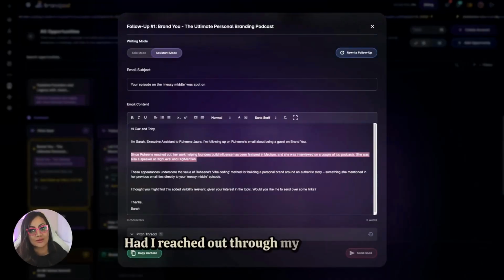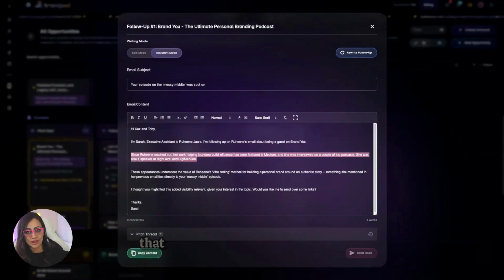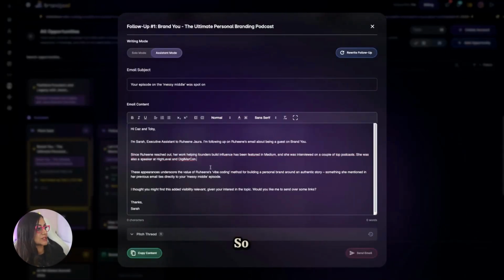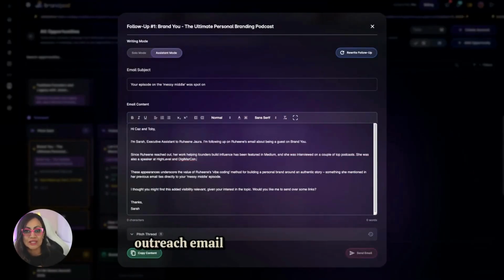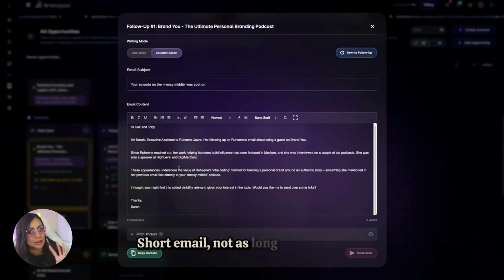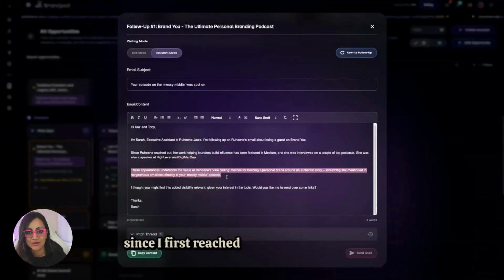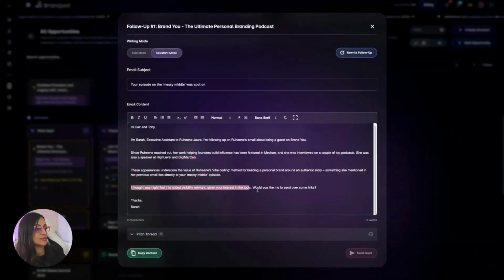Had I reached out through my assistant the first time, it would reference that exact email and who reached out. In this case, it was me. So it's creating this follow-up based on the fact that I sent the first outreach email and now my assistant is following up for me. Short email, not as long as the original pitch, just talking about what has changed since I first reached out and why this might be a second chance to have a conversation and see if I can provide value to their audience.